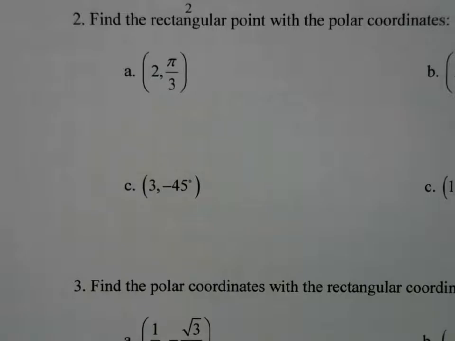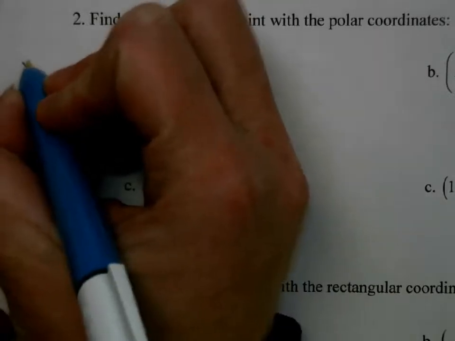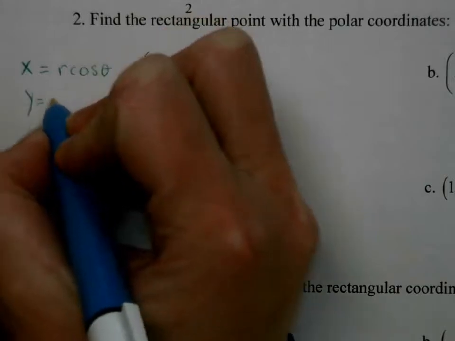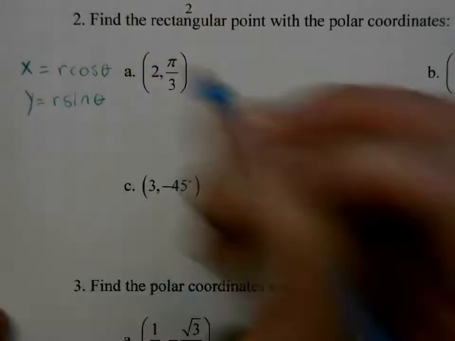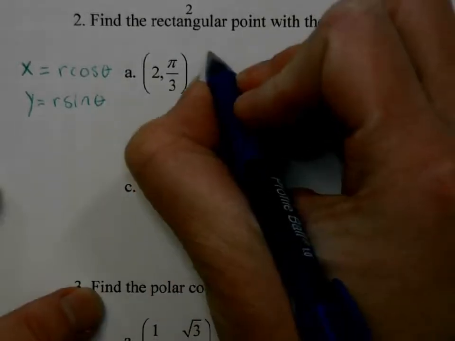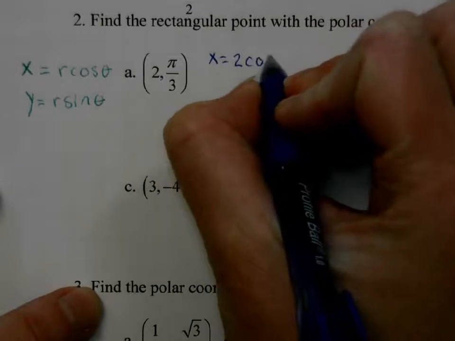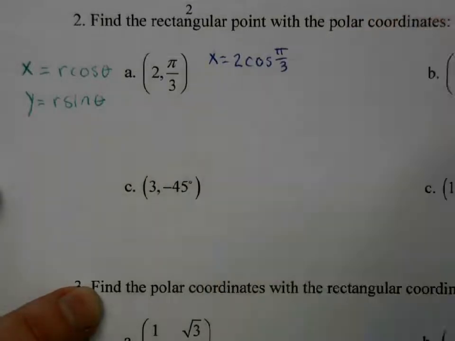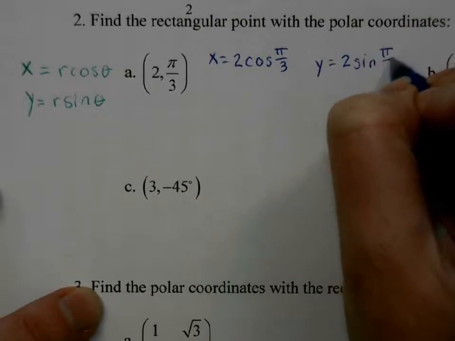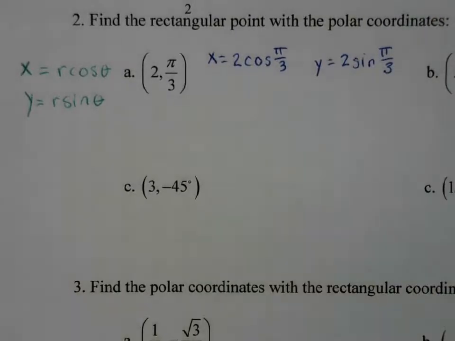Okay, so now we're going to convert from polar form to rectangular form. The formulas are really easy. X is going to be r cosine theta, y is going to be r sine theta, and our thetas will all be unit circle values, so we can use the unit circle to evaluate those. So here, my x is going to be 2 cosine pi over 3, y is going to be 2 sine pi over 3. You go to your unit circle.